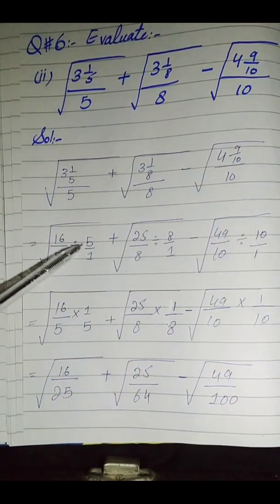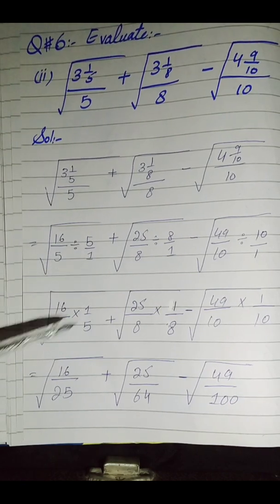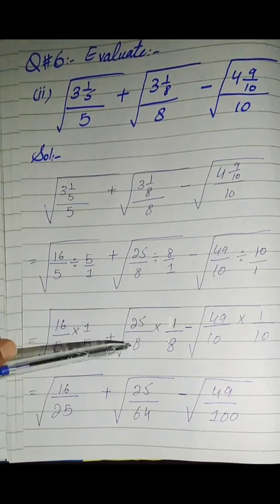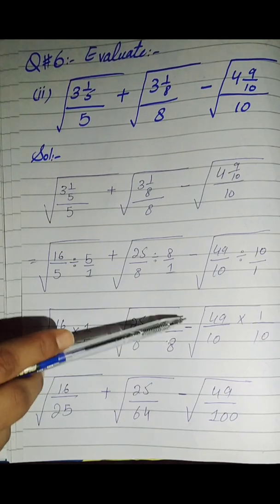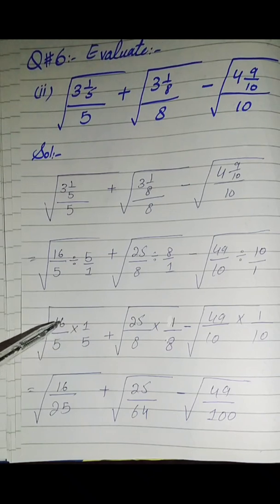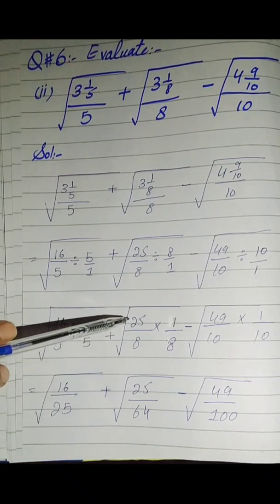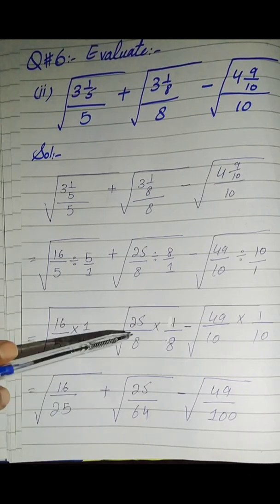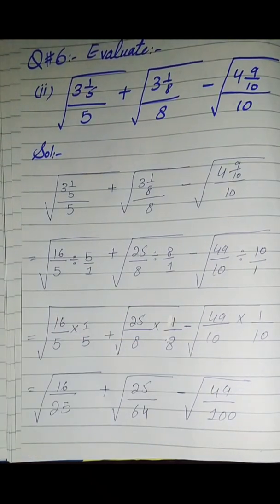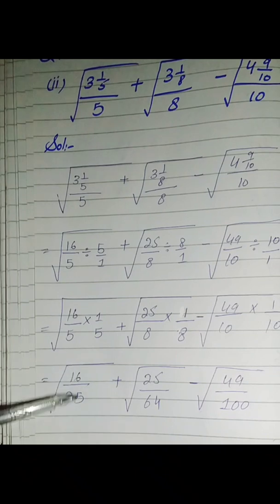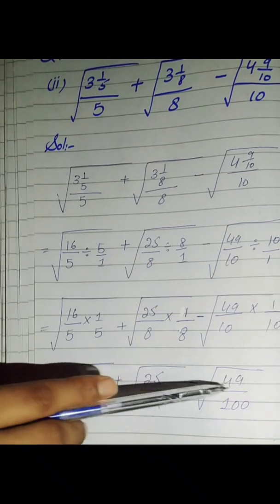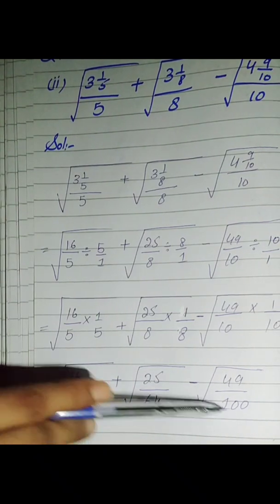If we change divide into multiply, the value becomes reciprocal. So we have 1 by 5. Square root 16 by 5 multiply 1 by 5, square root 25 by 8 multiply 1 by 8 minus square root 49 by 10 multiply 1 by 10. Now we multiply the values. 16 ones are 16, 5 fives are 25, and next 25 ones are 25, 8 eights are 64, 49 ones are 49, and 10 tens are 100. Square root of 16 is 4, 25 is 5, 25 is 5, 64 is 8, and the square root of 49 is 7. Square root of 100 is 10.